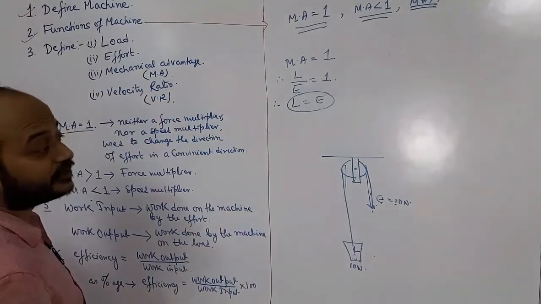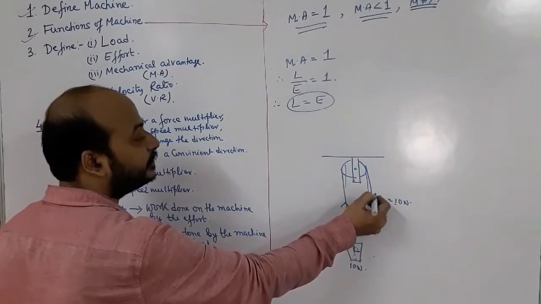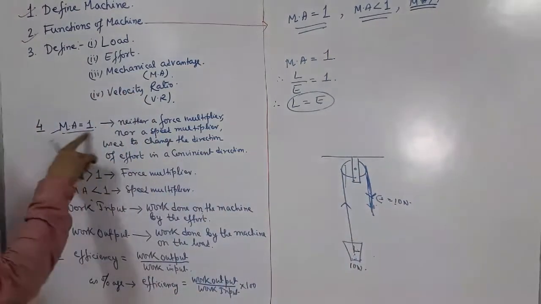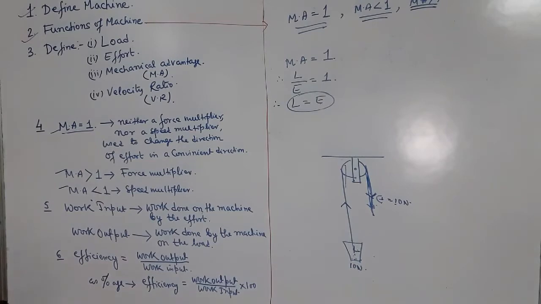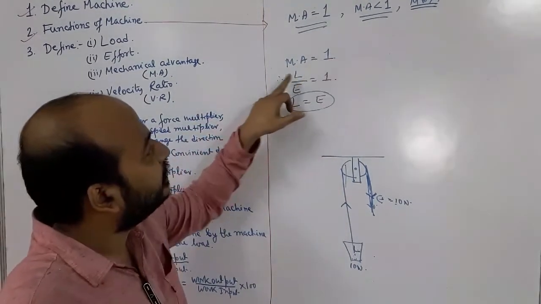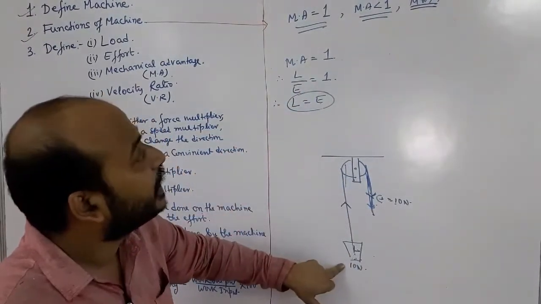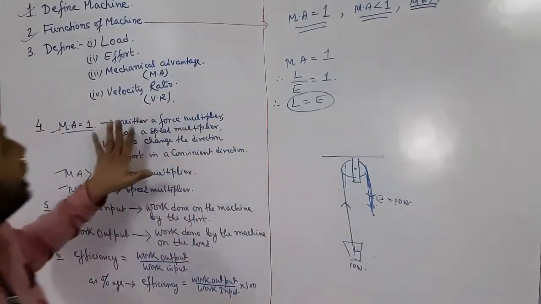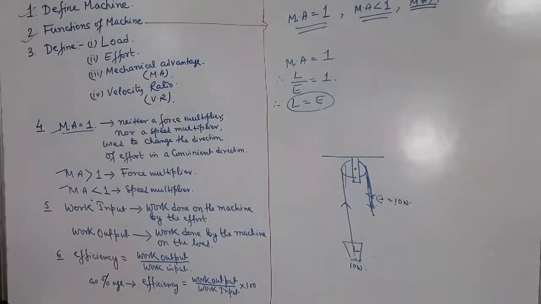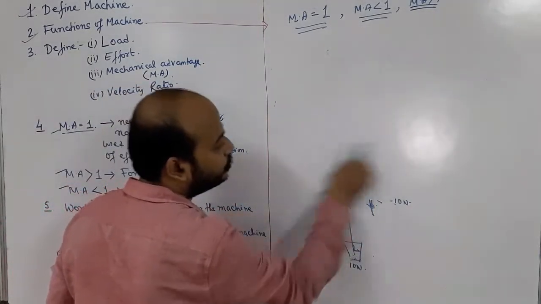But what is the advantage of this machine? Instead of using the force in this upward direction, we are using our effort in the downward direction. So that is the meaning of this. If the mechanical advantage of a machine is 1, that means load by effort equals 1, then load is equal to effort. And if load is equal to effort, that means it is neither a force multiplier nor a speed multiplier, and it is used to change the direction of effort to a convenient direction.